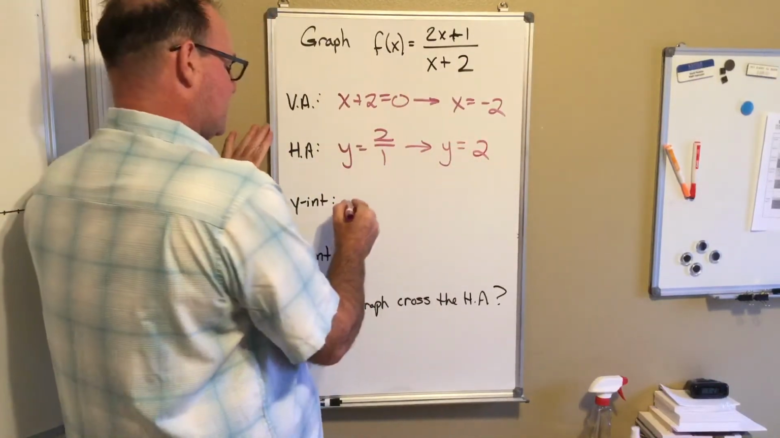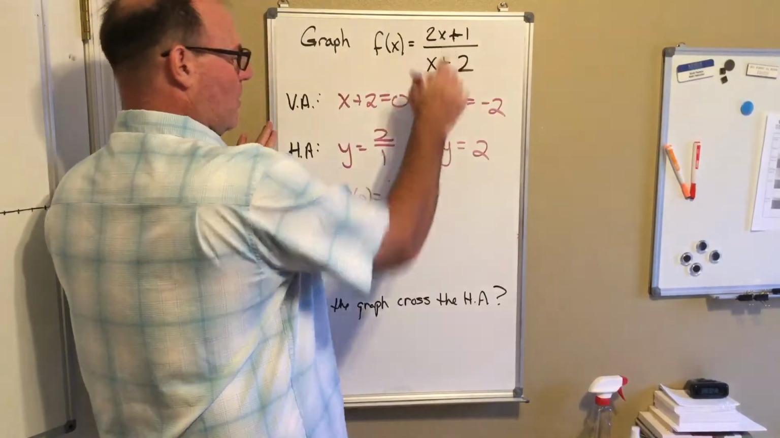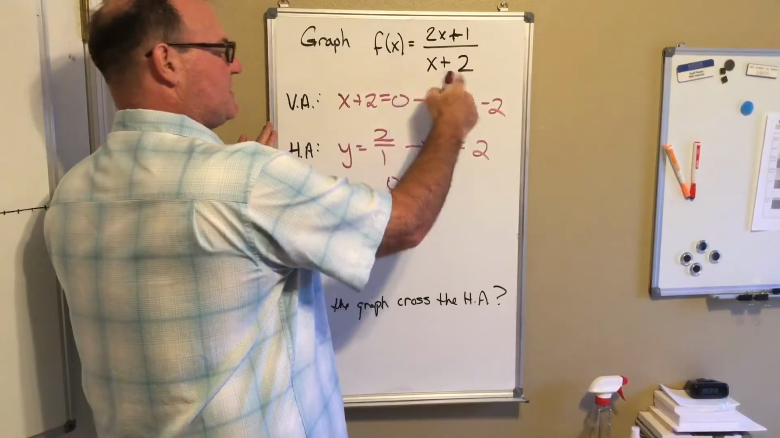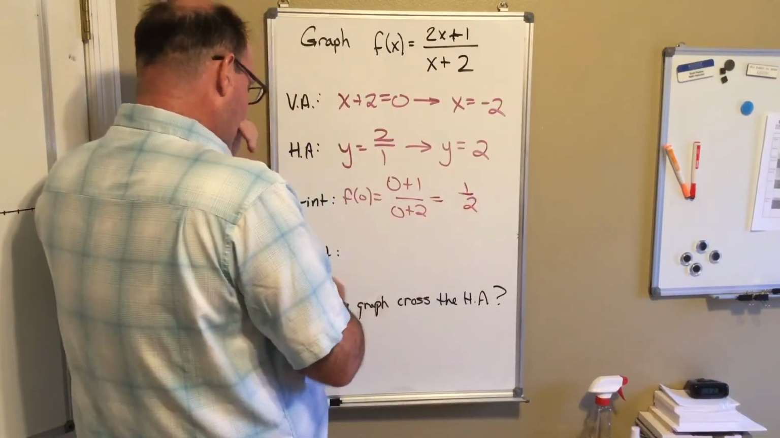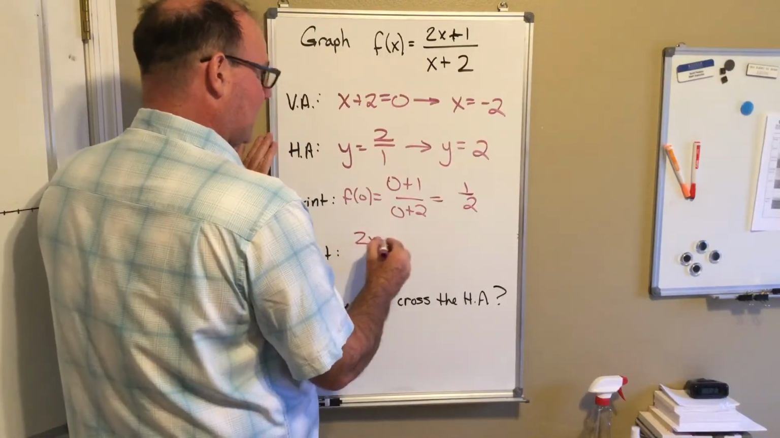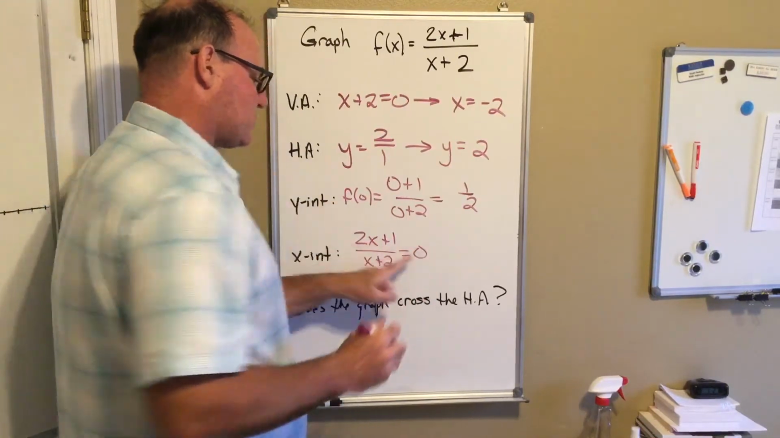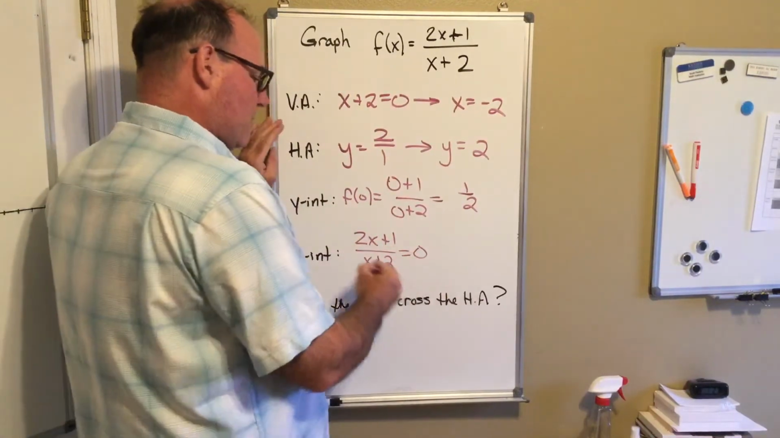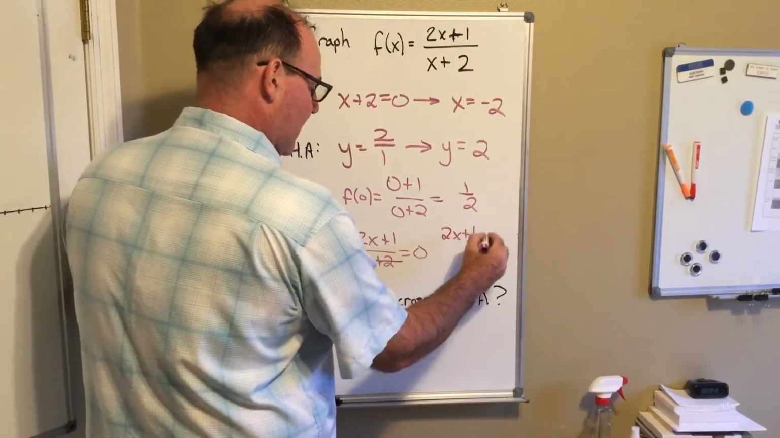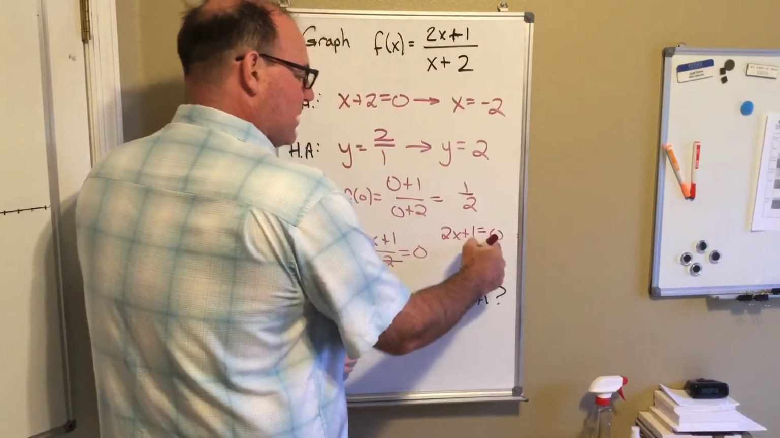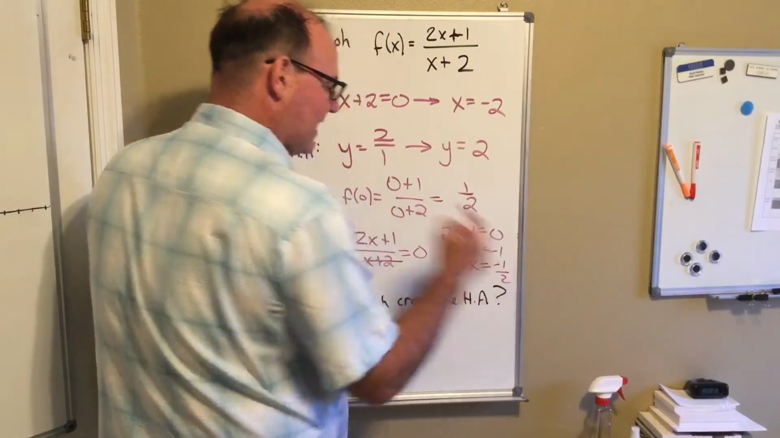The y-intercept is what I get when I plug 0 in the function. So I've got 2 times 0, or 0, plus 1 in the top, and then 0 plus 2 in the bottom. That means that my y-intercept is 1/2. The x-intercept is when the rational equation equals 0. That's when my y value is 0. And so again, my fraction is only ever 0 when the numerator is 0. So when 2x plus 1 is equal to 0, subtract 1, divide by 2, you get -1/2.